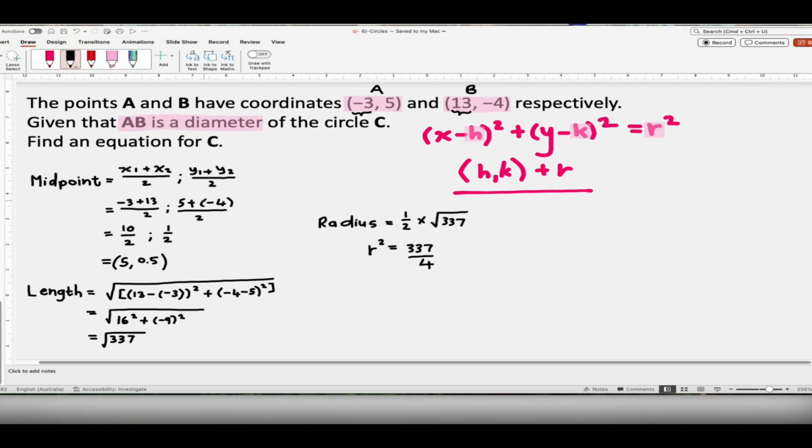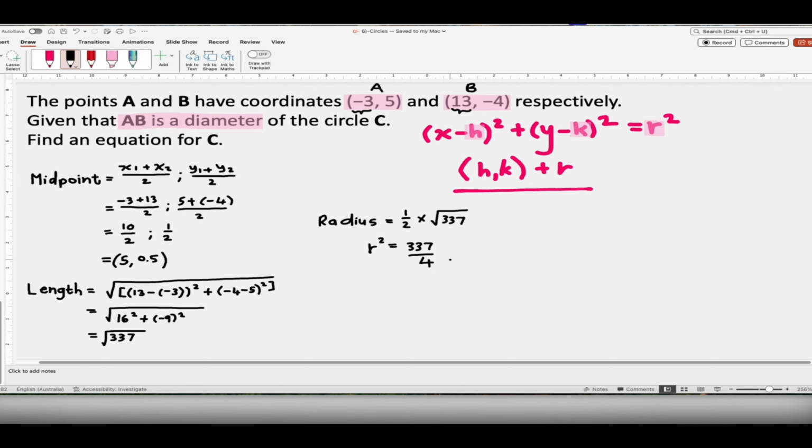So now we have the midpoint, so we have the values for h and k. That's the center of the circle, which is the midpoint of line AB. And we have the radius. Now we can write the equation of the circle, right? What is my h value? This is my h value. What is my k value? This is my k value, and this is my radius squared.